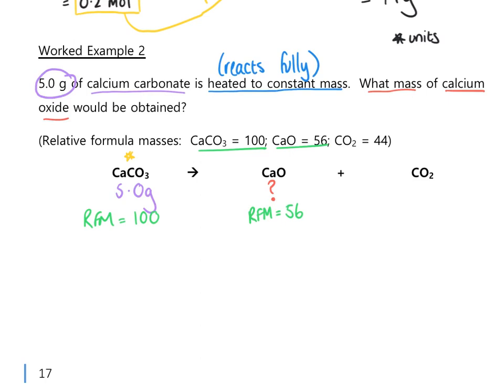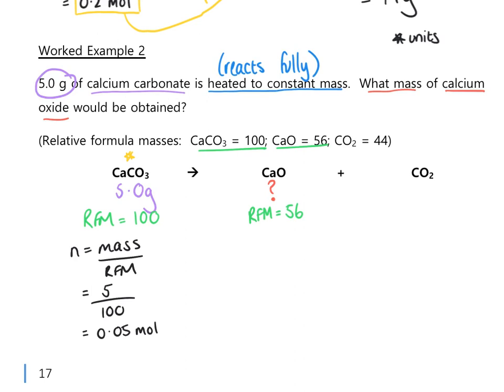We can't start with calcium oxide because we don't know the mass of it. So we're going to start with calcium carbonate. I'm going to use my equation n equals mass over RFM because I can't bring the mass of calcium carbonate over. I need to calculate the moles first. So n equals mass over RFM. The mass is 5. The RFM is 100. 5 divided by 100 is 0.05 moles. So 5 grams of calcium carbonate is equivalent to 0.05 moles.